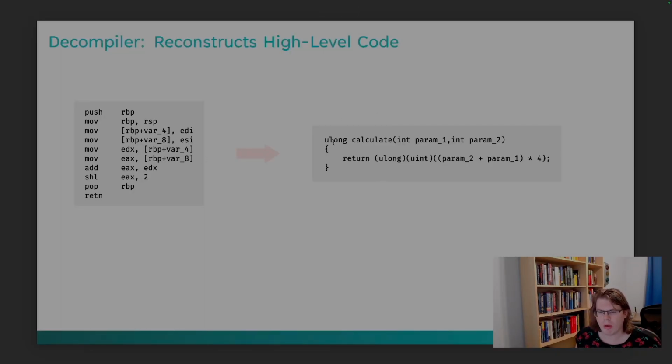And then we can, for instance, decode an instruction sequence like this one into high-level C code like this one, where we have a function named calculate, which takes two parameters, param1 and param2, and then, for instance, returns param2 plus param1 multiplied by 4.